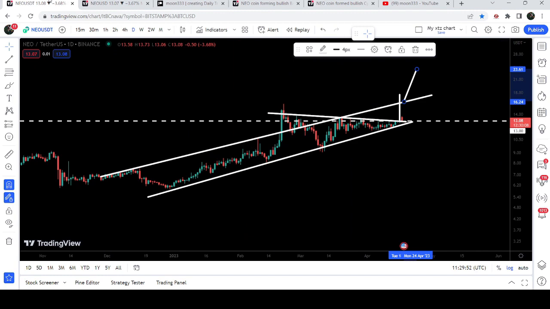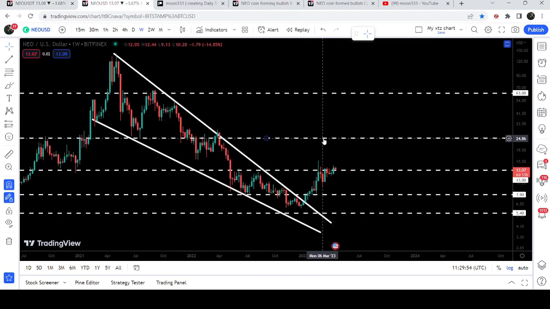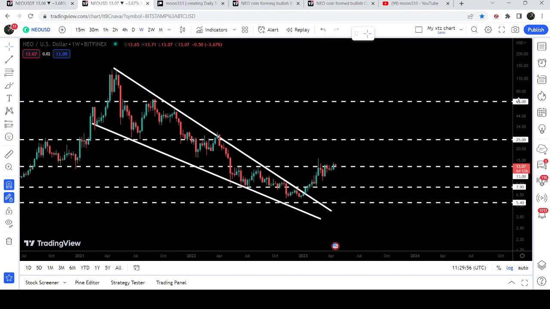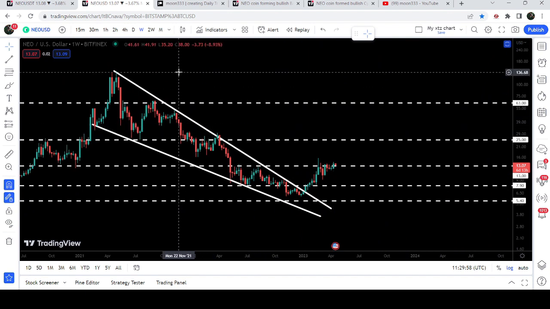$23.61. Now, if we take a look at the target for this huge breakout that has already happened on the weekly time frame chart from this falling wedge pattern, then the target for this breakout is here at the top of the wedge. That is approximately between $135 to $150. So this was the update so far.